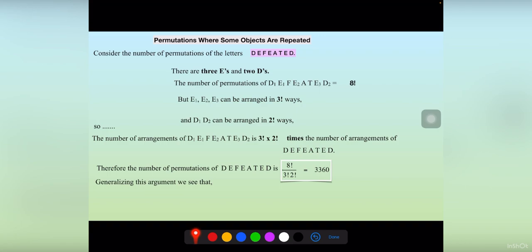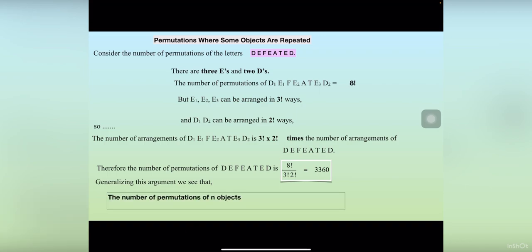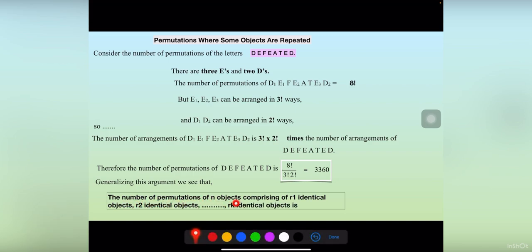Generalizing this argument, we see that the number of permutations of n objects comprising R1 identical objects, R2 identical objects, up to Rk identical objects is n factorial over R1 factorial times R2 factorial times up to Rk factorial.